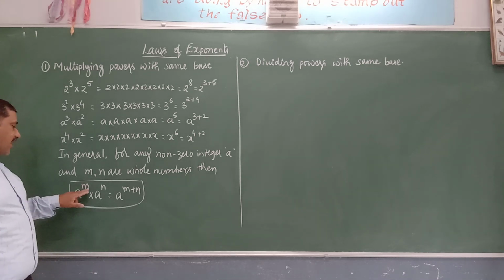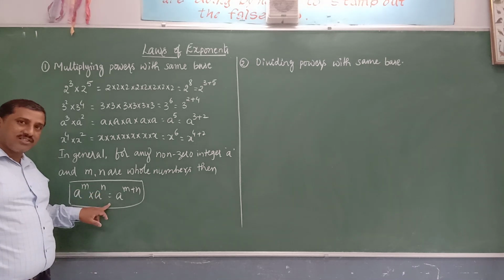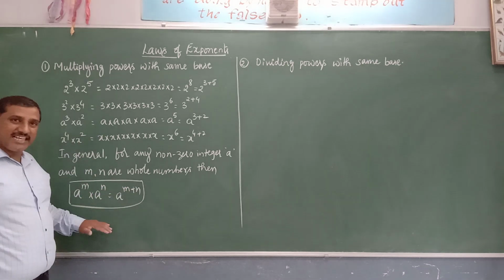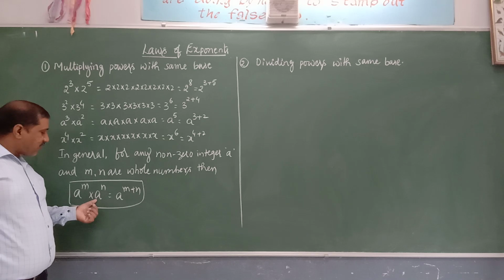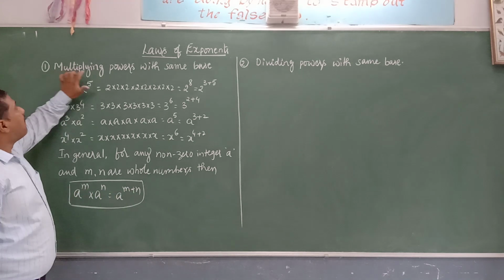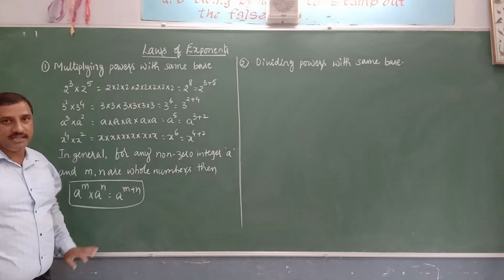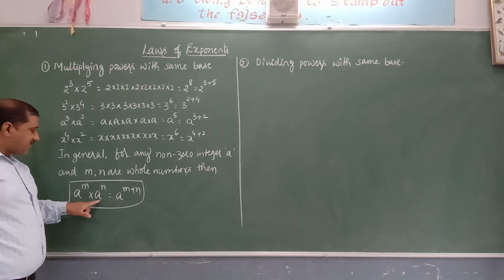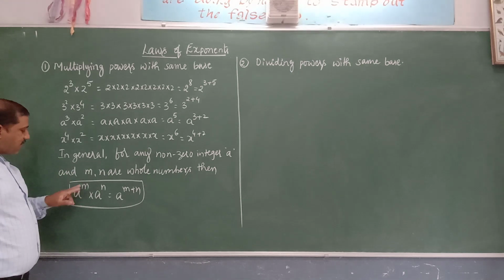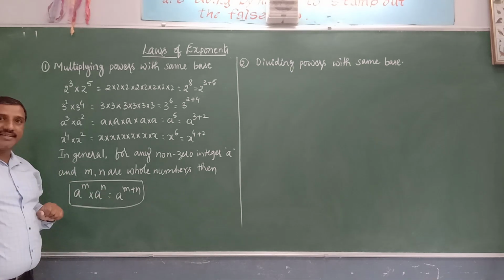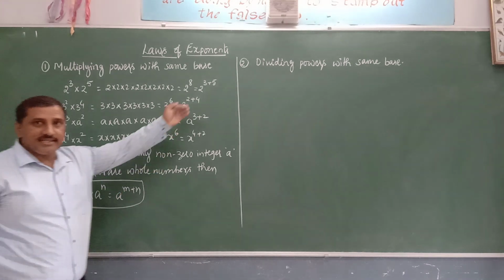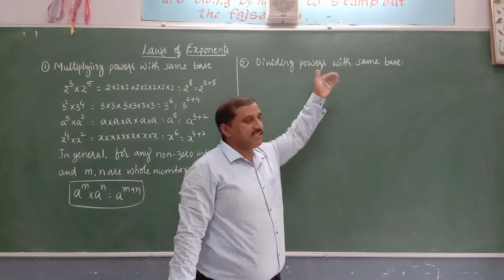A to the power of m into a to the power of n is equal to a to the power of m plus n. This is the first law of exponents. When bases are the same, we will add the powers under multiplication. That's why it is multiplying powers with the same base. Under multiplication, when bases are the same, we will add up the powers of the exponents. That is a to the power of m into a to the power of n is equal to a to the power of m plus n.